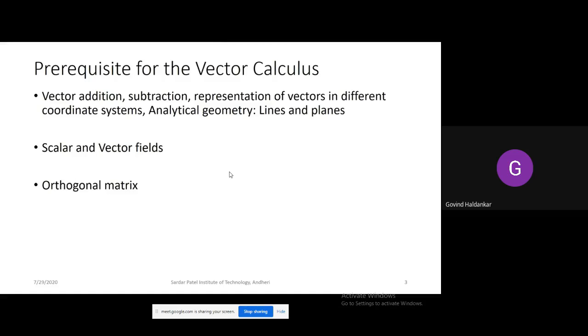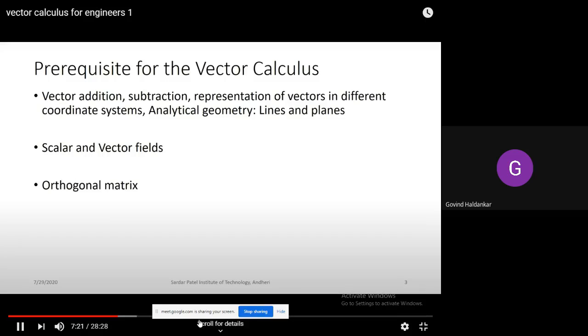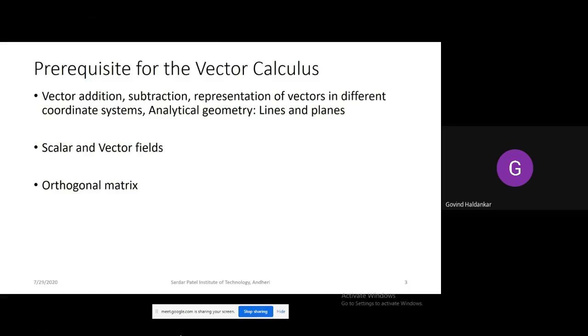Sine theta, and the second row, if you multiply by i and j and find the vector, you will get minus sine theta i plus cos theta j, and if you find the dot product, you will get 0. So cos theta sine theta minus cos theta sine theta, so you'll get 0 as the answer.